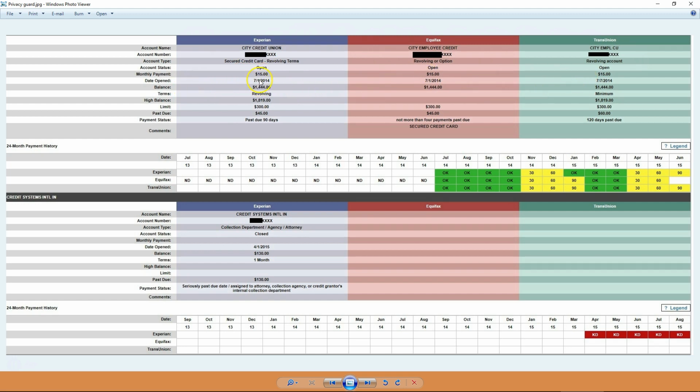Date open, we want to check that. Okay, that looks okay. Balance here, 1,444, 1,400. Okay, that looks okay. So we got revolving terms. And then we got minimum. So we got a problem there. We're going to jot that down. High balance. We got a high balance here, but no high balance here and a high balance there. So we got a problem here with Equifax. So we have limit 300, that's fine. Past due. Okay. So look at this. We got past due 45, but TransUnion is 60.